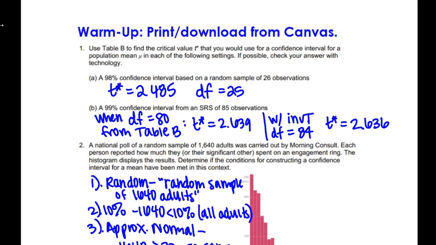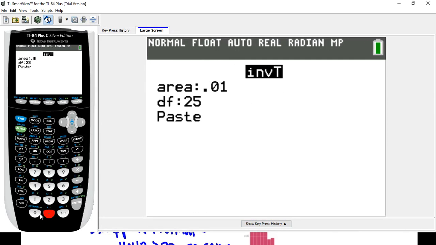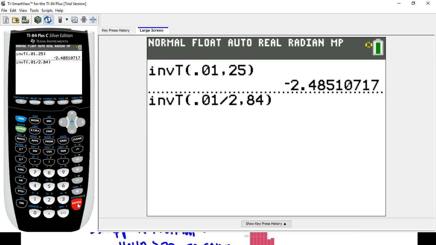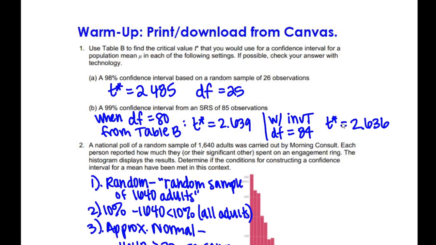Now with the calculator, we can get the more exact version. So again, we would do second vars 4. This time I'm going to put 0.005. Remember, it's 1% left over in both tails and then cut that in half. You can always do 0.01 over 2 like this. Your calculator is smart enough to know what that is. And then this DF would be 84. So we can put the exact DF in the calculator and we get 2.636. So I wrote that here. And they're very close. The more exact one will always be a little bit lower.